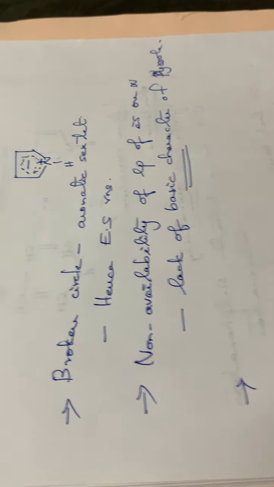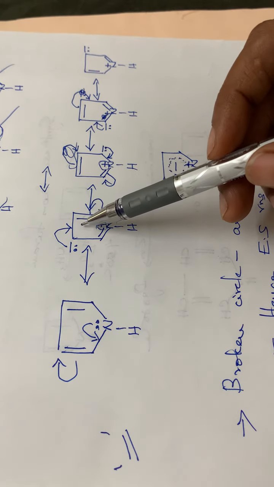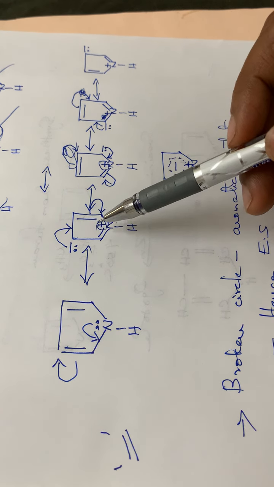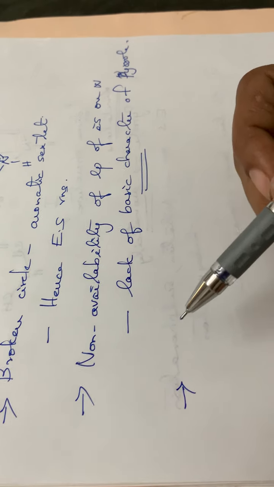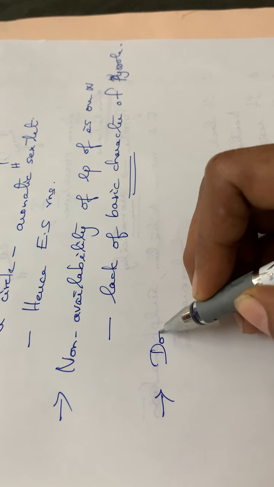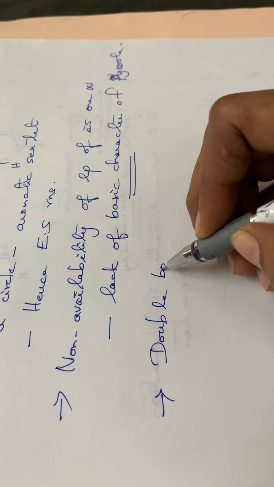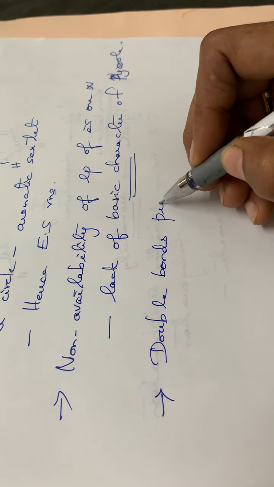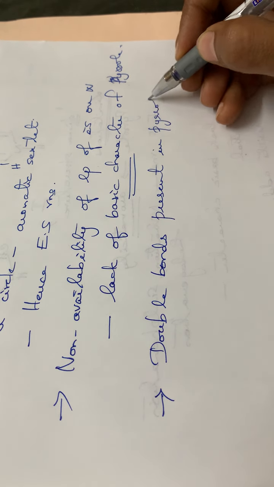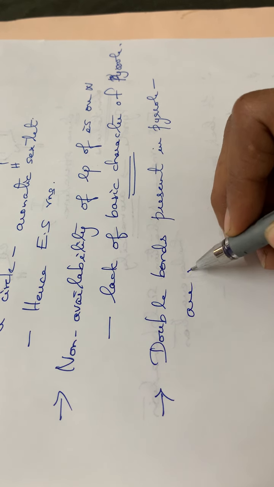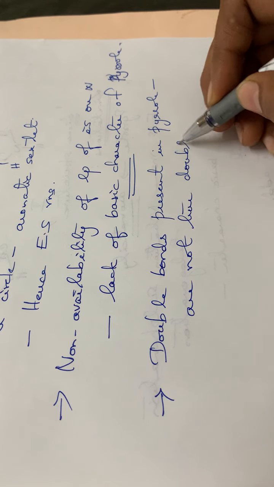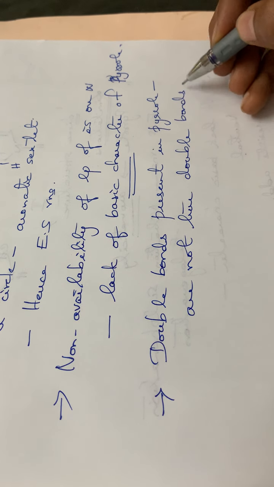So here, pyrrole, see, we have seen this, this pyrrole ring is not having a true double bond, isn't it? The double bonds are spread over the entire ring, and so we can say that the double bonds present in the pyrrole ring are not true double bonds.